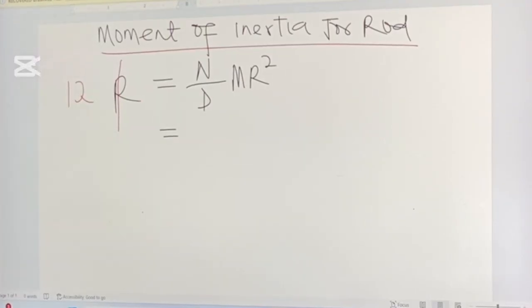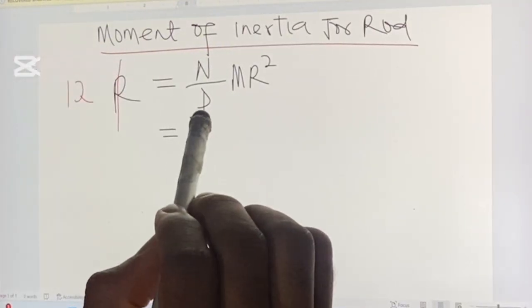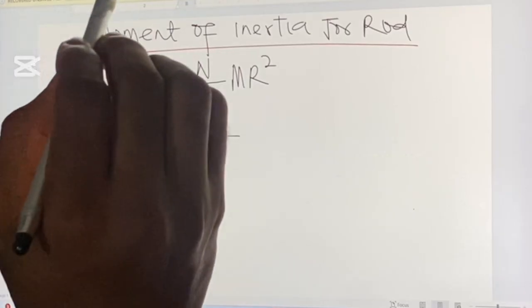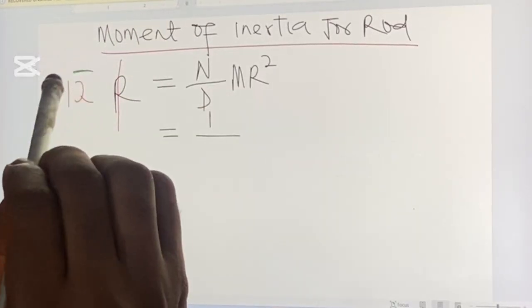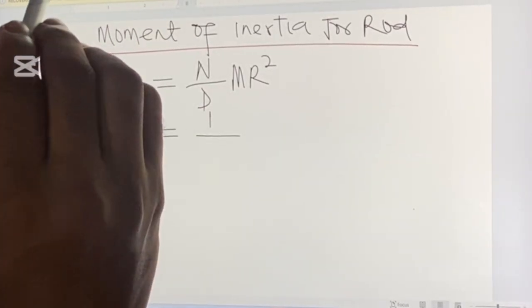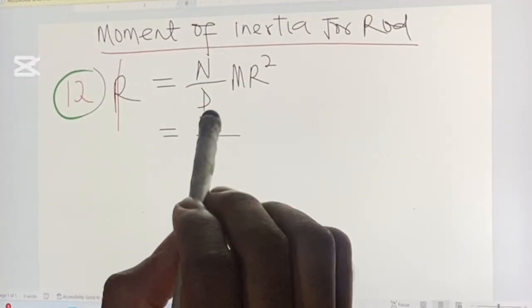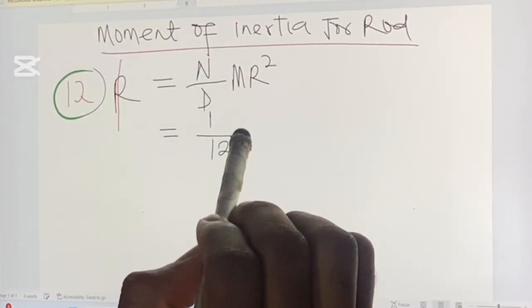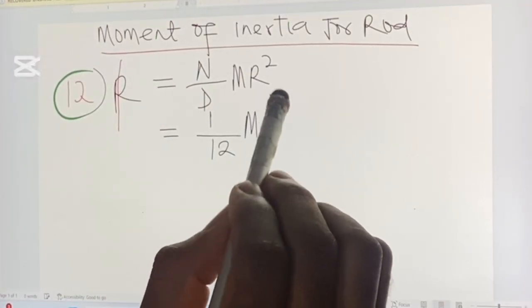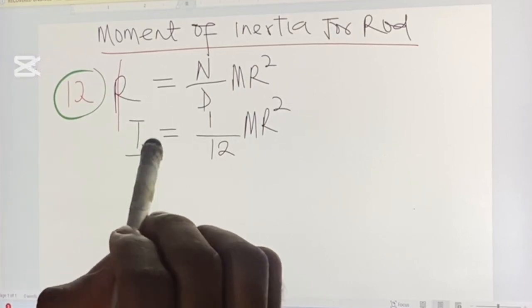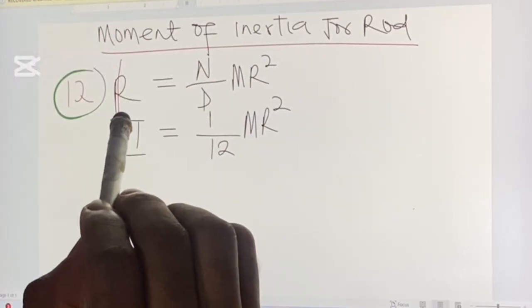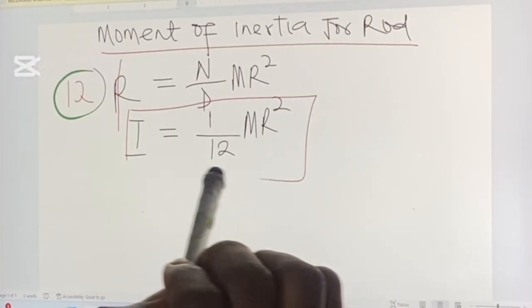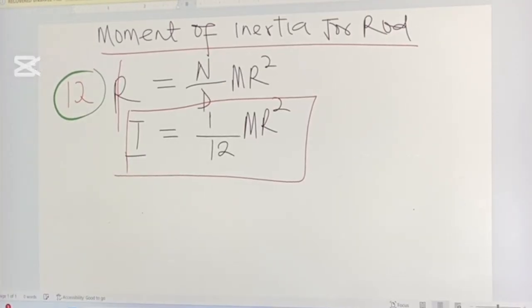So class, the first one here is 1 over the total of this number here. That is, if you take the total of that number, it will be 1 and 2. That is 1 over 2, which is M R squared. So this is the moment of inertia for rod. Please take note of this. Okay, so let's consider the next shape.